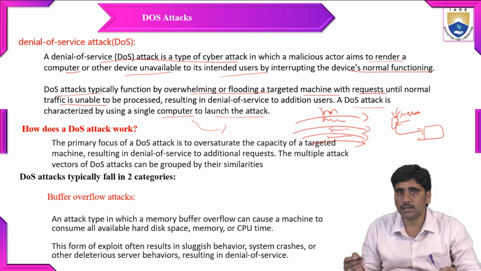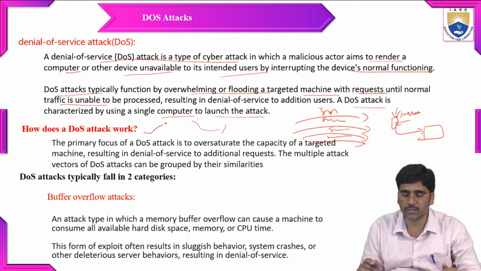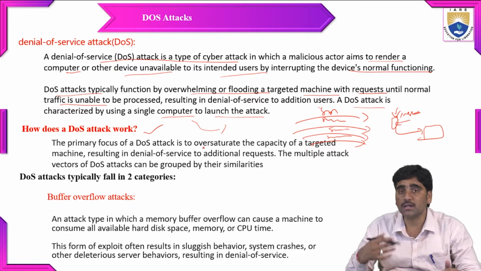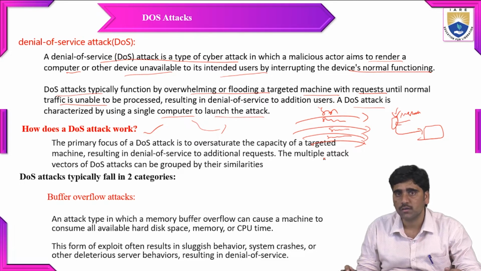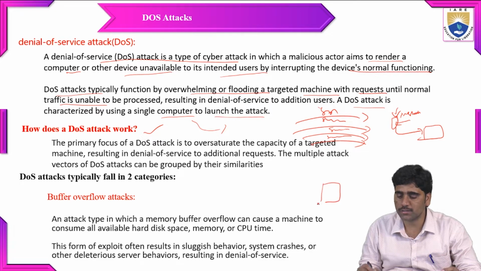But how does a DOS attack work? The primary focus of a DOS attack is to oversaturate the capacity of the targeted machine. Whatever the target machine is, the attacker sends multiple requests. The main aim is to oversaturate the capacity of the targeted machine, which automatically results in denial of service to additional requests.